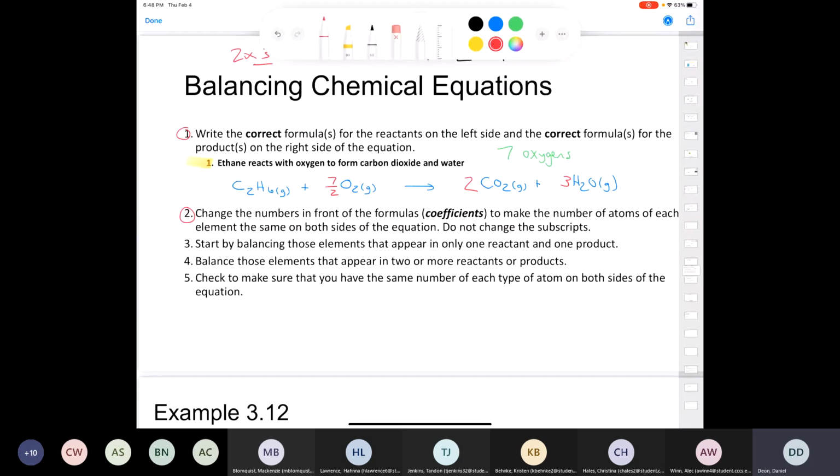However, something I've learned since moving to America is we never leave fractions in a balanced equation. Now in Canada, it's not uncommon to do that, but in order to eliminate that fraction, we'll multiply everything by 2, and we'll get this equation.